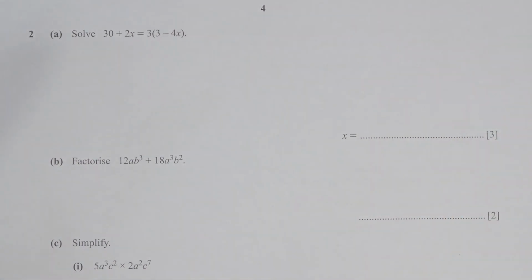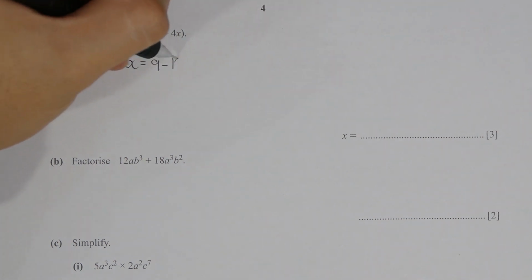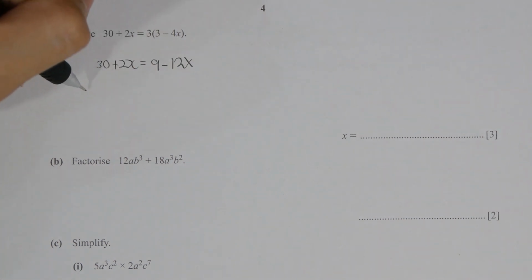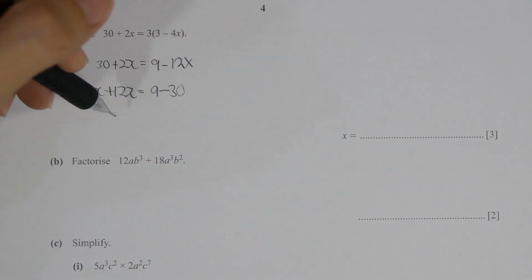And for you to solve question 2a, simply multiply 3 into both of the values inside the bracket and run the shifting to get x equals -3/2.